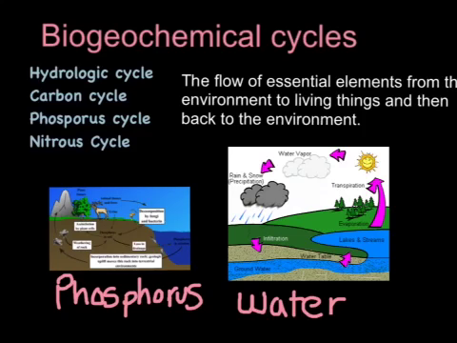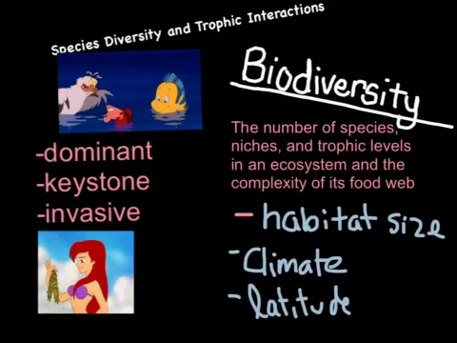Next, we have the biogeochemical cycles, which is the flow of essential elements from the environment to living things and then back to the environment. In this case, we have the hydrological cycle, which is water, the carbon cycle, the phosphorus cycle, and the nitrogen cycle, which is nitrogen. For example, down here we have the phosphorus-water cycles in effect.